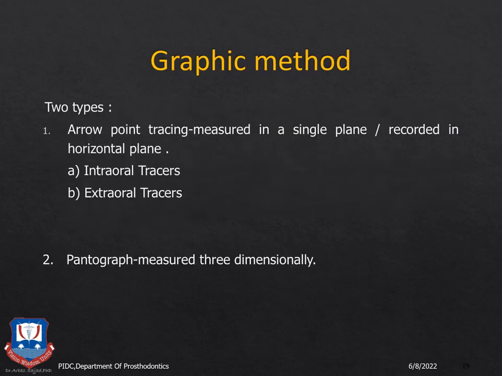So the next method or the group of methods is the graphic method. As I mentioned, graphic method mainly involves either an arrow point tracing, which is also known as Gothic arch tracing, or a pantograph, which is used to record the horizontal jaw relationship in a three-dimensional state.